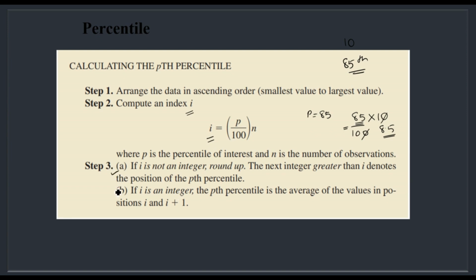Then step 3 contains two variations. If it is not an integer, round up. We are rounding up to the greater value. If it is 8.5 we round to 9. If it is 8.2, then also we round up to 9. We are rounding to the higher value. Then the 9th value of that data set holds the 85th percentile. If it is an integer, say we have got I equal to 8, then we take the 8th value plus the 9th value divided by 2. That is, the average of the Ith and I plus 1th values. That is the calculation of the pth percentile.